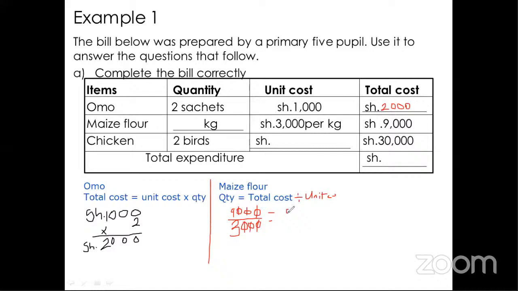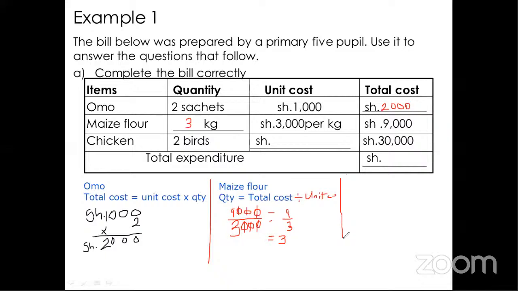So you will realize that you have remained with 9 out of 3. I want somebody now to tell me 9 divided by 3. Calvin, what is 9 divided by 3? Yes, Calvin? It equals 3. Very good. So that means the kilograms of maize, here you come and fill 3. So you see, you are now filling in the table.